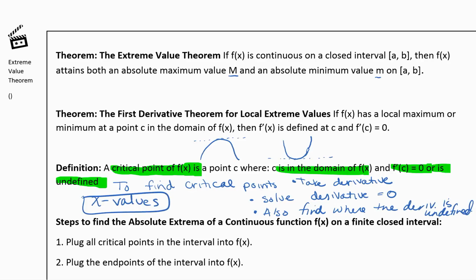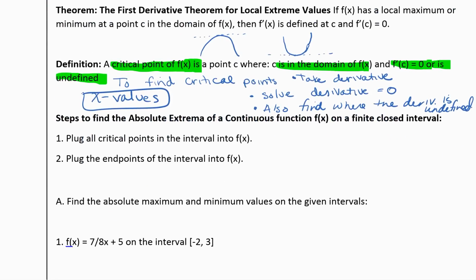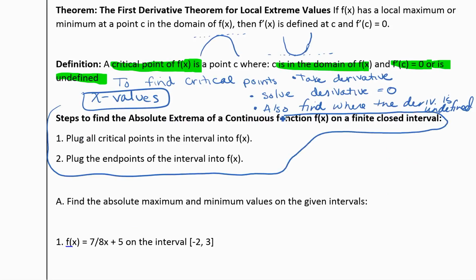So we're now going to learn how we can find the extrema. The theorem up here just tells us that if we have a closed interval and a continuous function, then you have to have an absolute max on that interval and an absolute min, and we're now going to talk about how to find them, and we'll use critical values. So here are our steps to find the absolute extrema. The extrema just means both maxes and mins. This is how we're going to find the absolute maximum and minimum on a finite closed interval.